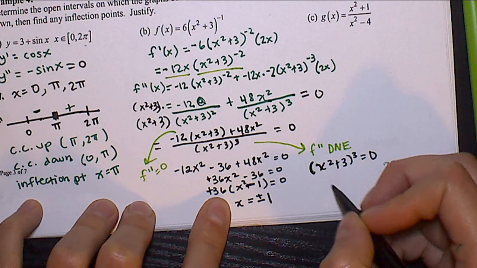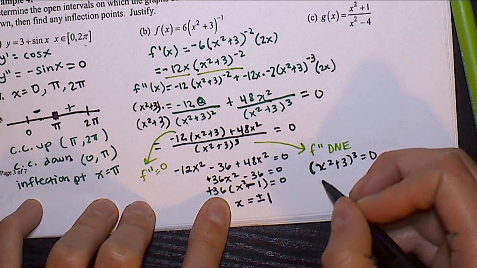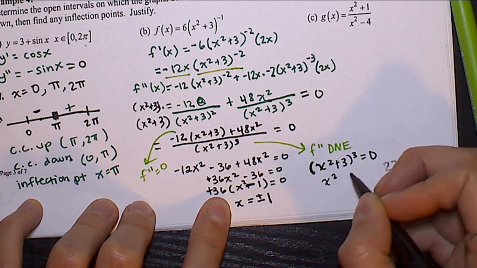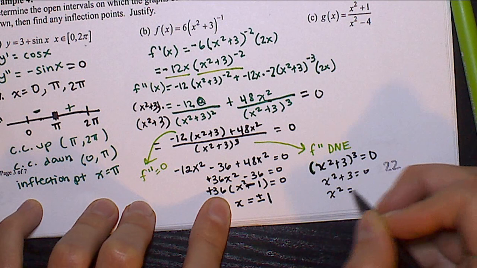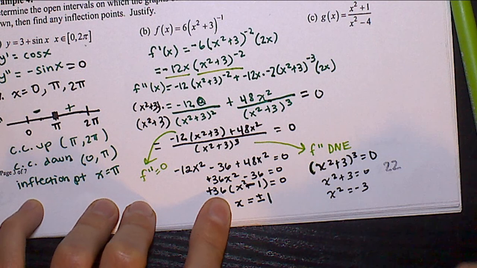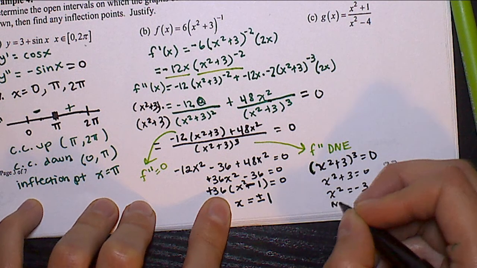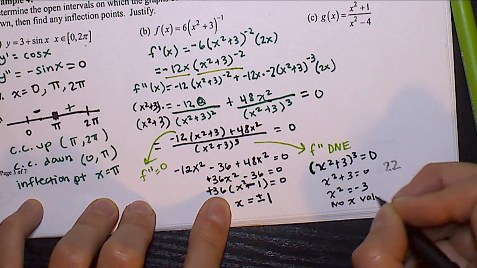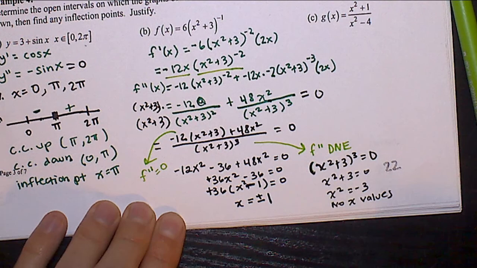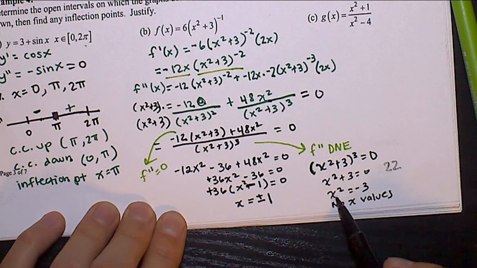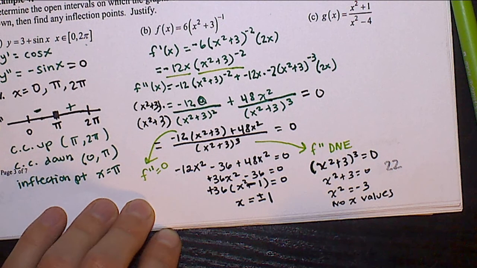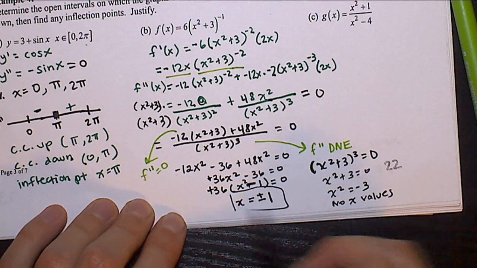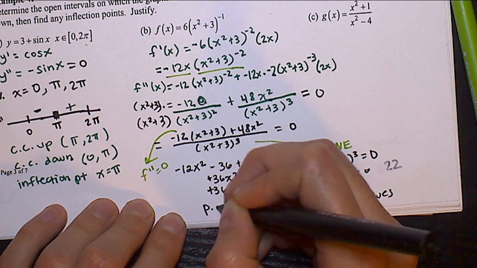If I try to solve this out, I could basically say when x squared plus 3 equals 0, or when x squared equals negative 3, there's no values here. So no x values. I just wanted to check it. There's no x values I could plug in where x squared equals negative 3. So this kind of didn't lead anywhere. I just wanted to check. So these are my possible inflection values.